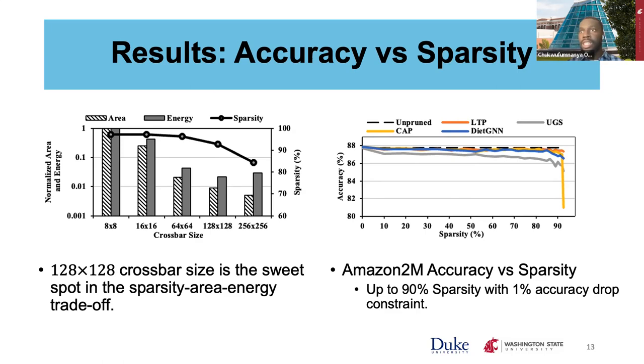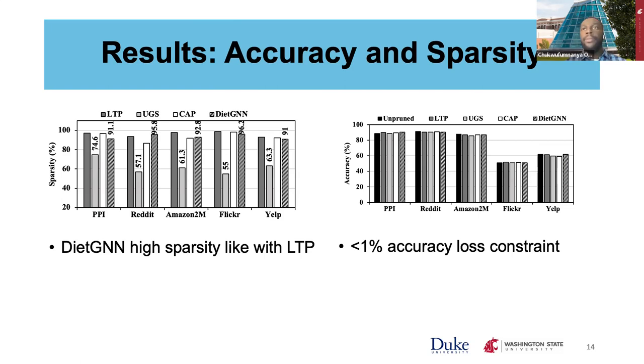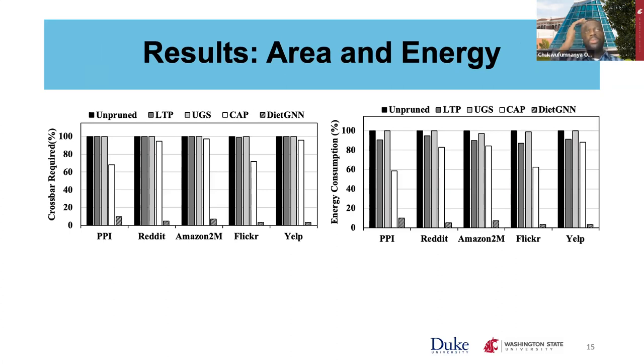To summarize our results, we show all five datasets. On the sparsity, we can see that the UGS method, the unified graph sparsification method proposed in earlier works, achieves significantly lower sparsity compared to other methods. But our proposed method, Dyer GNN, achieves very high sparsity compared to other existing methods. And on the right-hand side, we see that there is less than 1% accuracy drop. Here we also show the area and energy savings for our method. CAP here represents other crossbar-aware pruning methods proposed in other works. We can see that we can reduce the number of crossbars by more than 90% on average, and the energy consumption correspondingly.